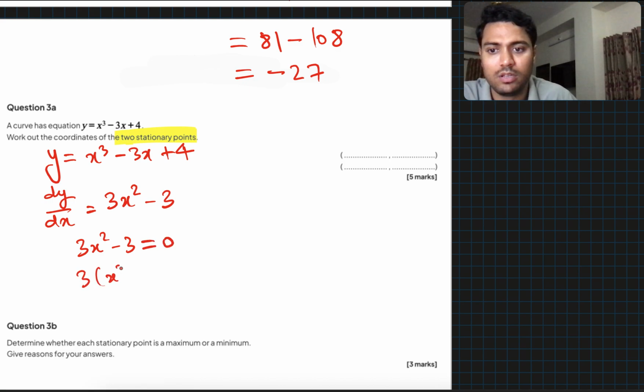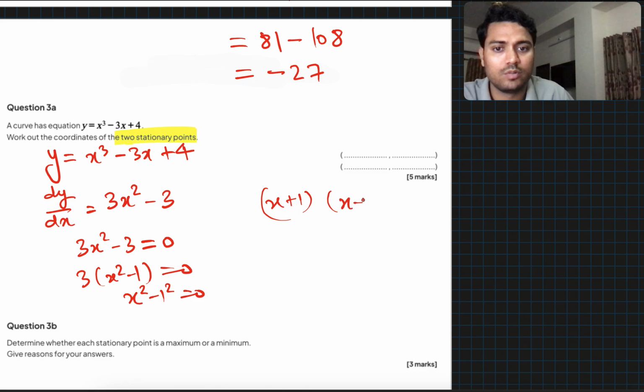3 common, x squared minus 1 equals 0. This can be written as x squared minus 1 squared equals 0. This will give you (x plus 1)(x minus 1) equals 0. Hence x equals negative 1 and x equals positive 1.